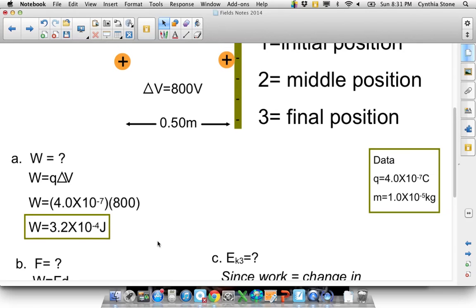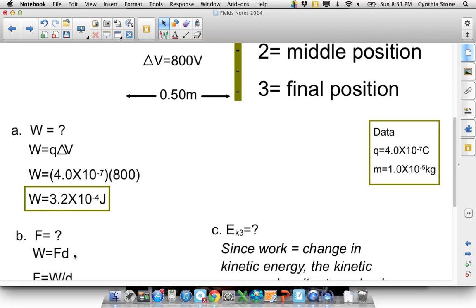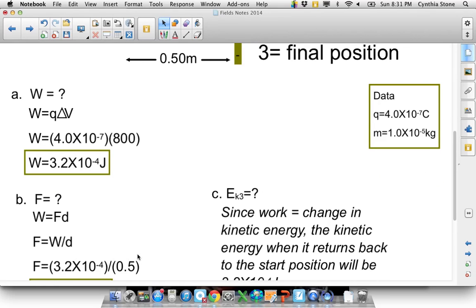Part B is force. Well, the old methods still apply. Work equals force times distance. So to find the force, you just divide by the 0.5 meters.